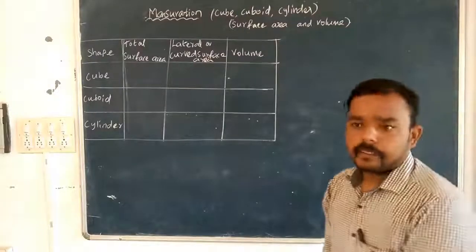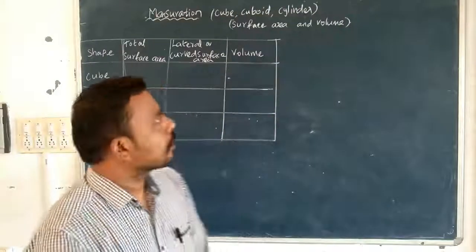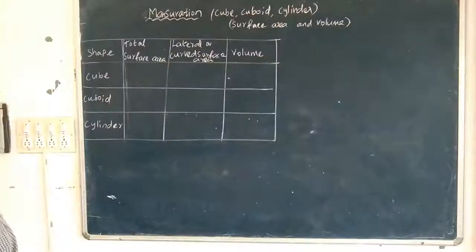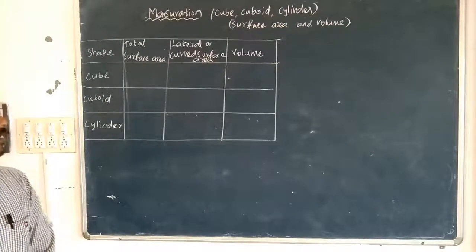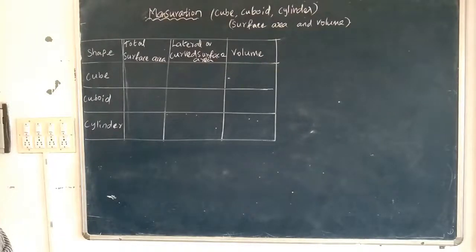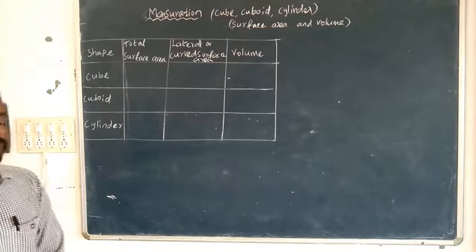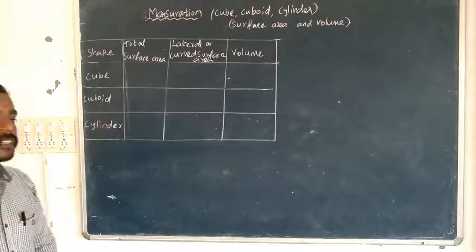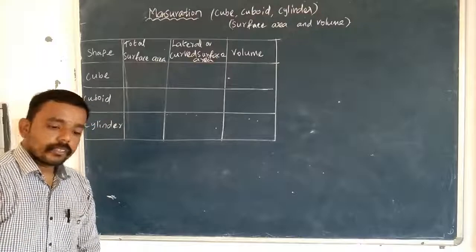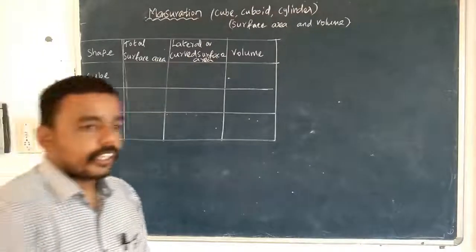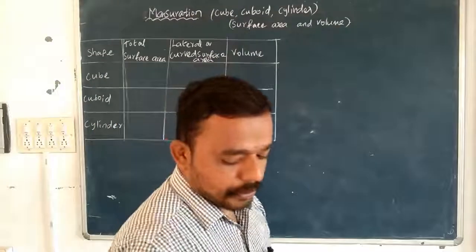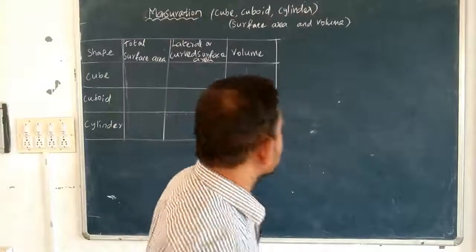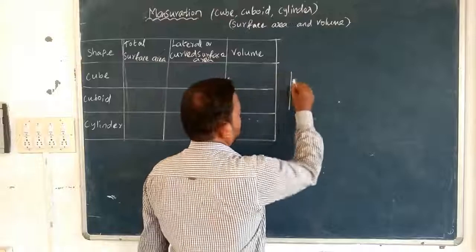Good morning. Now we are going to discuss the mensuration chapter, three-dimensional shapes, surface area and volume. For that, today we are going to discuss cube, cuboid and cylinder. First you need to analyze the two-dimensional shapes. The two-dimensional shapes are, first you have the square.